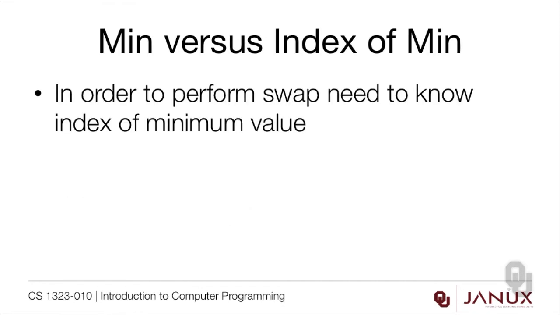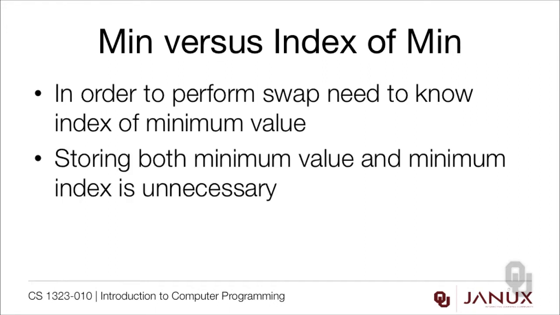Let's talk a little bit about one last detail of this algorithm, and that is storing the minimum versus storing the index of the minimum. In the tables that I showed you, the minimum value was explicit. That is the thing that was written in the table. But what was implicit in it was where the index was. So when we went to do the swaps, we have to know those indices. Now, it turns out that storing both the minimum value and the minimum index is unnecessary.